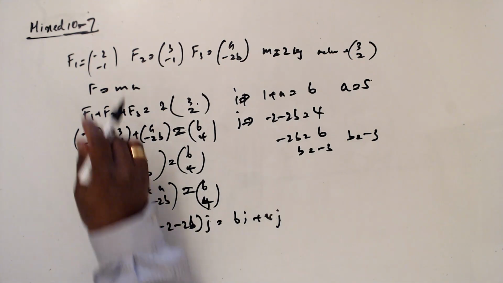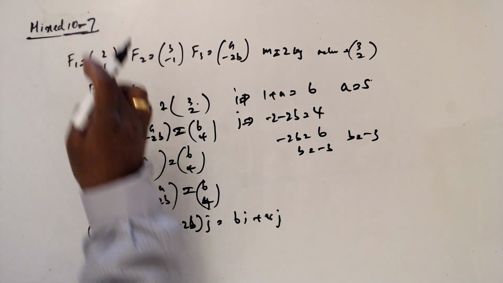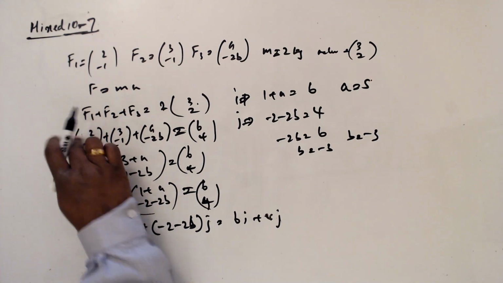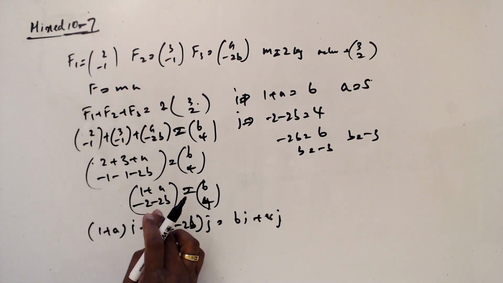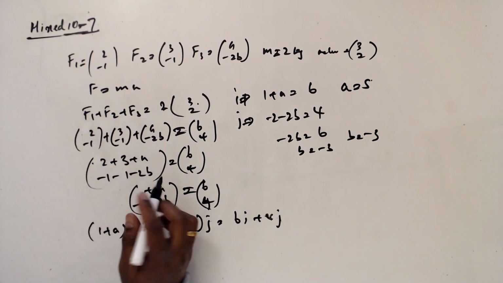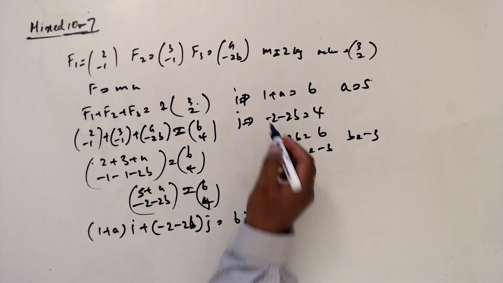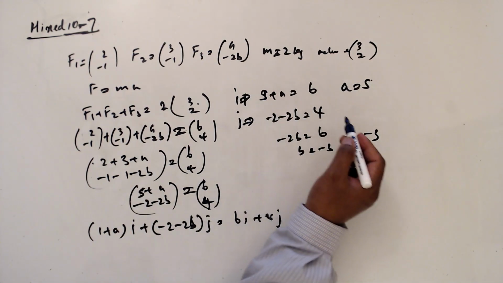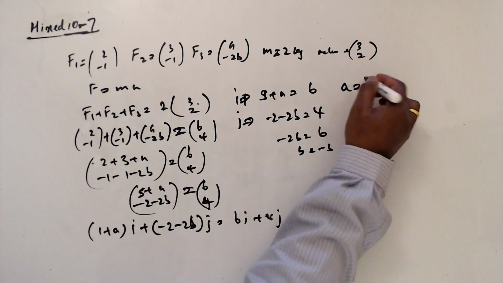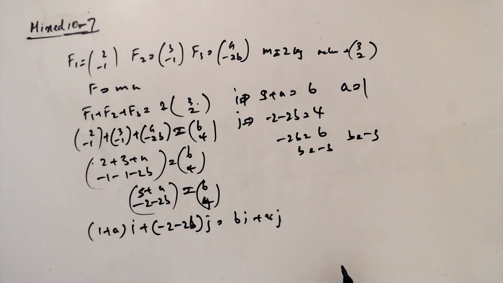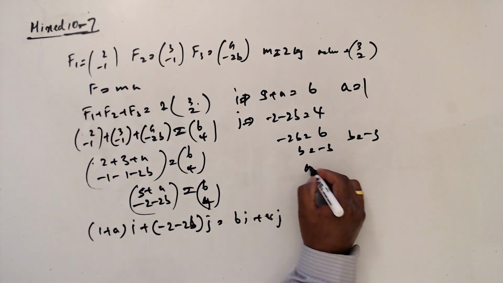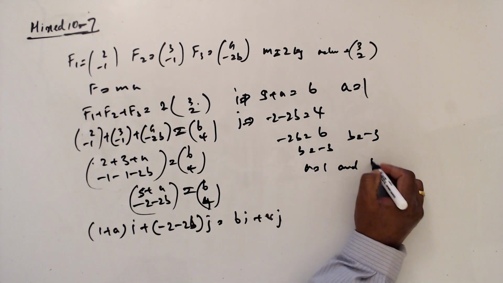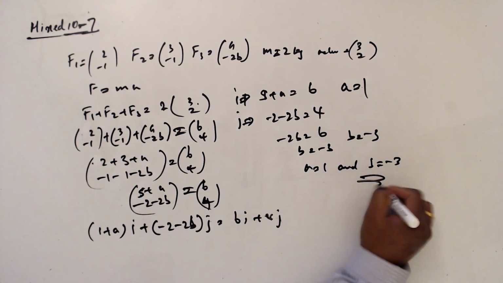I think that's a small mistake. This is not minus. So this is not minus. So then 2 plus 3 becomes 5. Then 5 plus a is 6, a equals 1. And b equals minus 3 is fine. So a equals 1 and b equals minus 3.